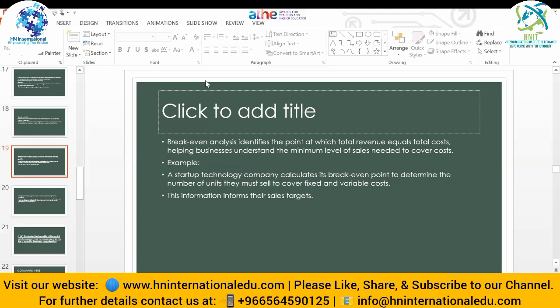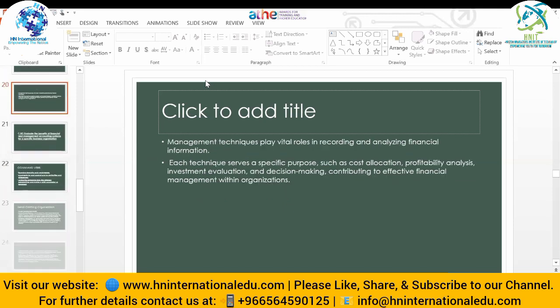Again, this is the importance. Let's go on to the example. A startup technology company calculates its break-even point to determine the number of units they must sell to cover the fixed and variable cost. This information informs their sales target. So whenever we talk about the sales revenue, this means we are talking about the total cost, that is the fixed plus variable. Variable changes, but fixed doesn't.